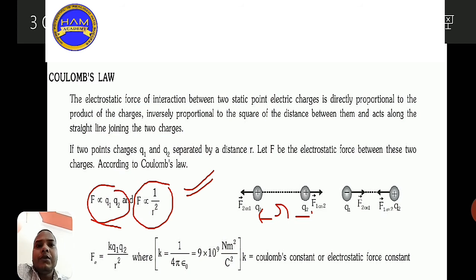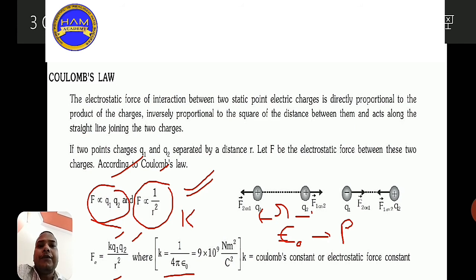When we combine these two equations, the formula is F is equal to K Q1 Q2 upon R square, where Q1 is the magnitude of the first charge, Q2 is the magnitude of the second charge, and R is the distance between both charges. Here K is also a constant, and the value of K is 1 by 4 pi epsilon naught. Here epsilon naught is called the permittivity of free space.